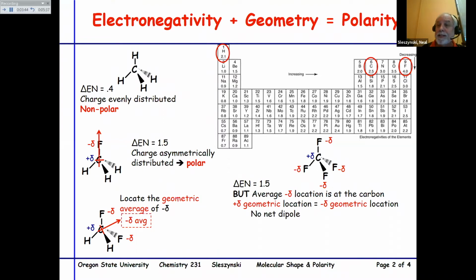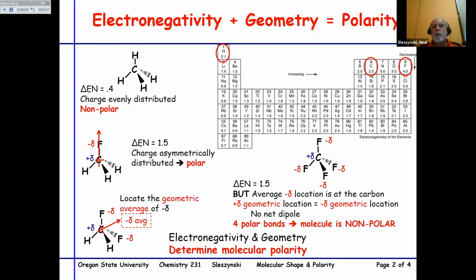The molecule is nonpolar. So again, to emphasize, we have a situation here where we've got a molecule with four extremely polar bonds, but overall the molecule is nonpolar because there's no separation between the center of the positive charge and the center of the negative charge. So both electronegativity and geometry are going to determine whether or not a molecule is polar.